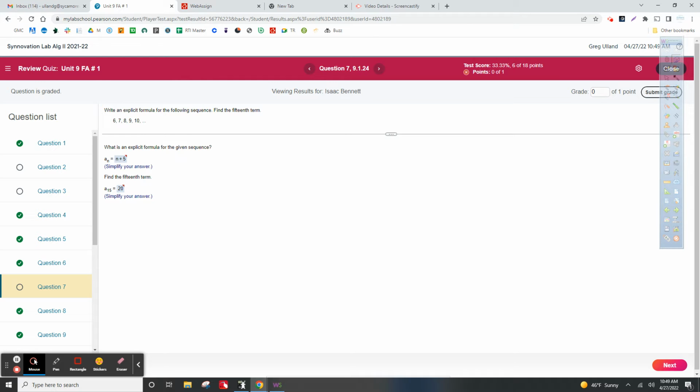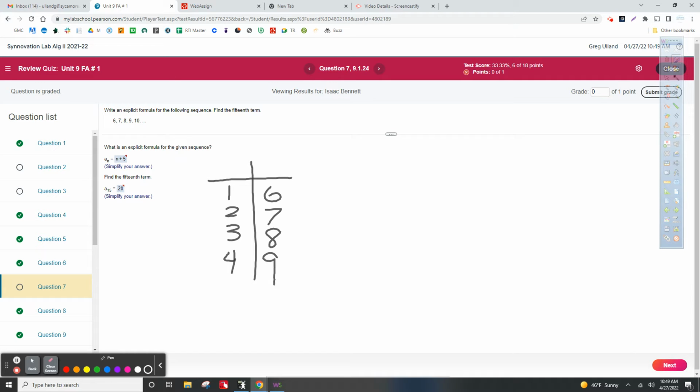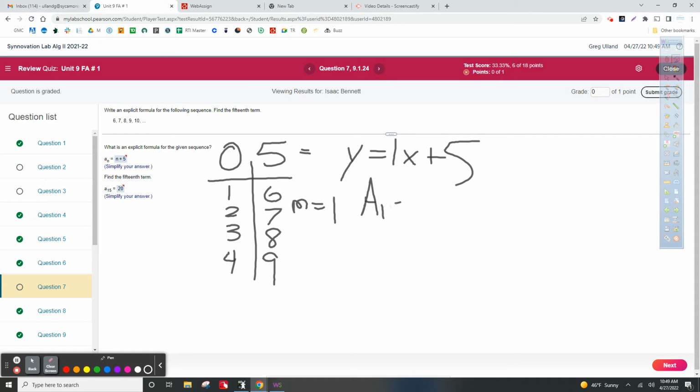Here, let me help you with this. First term is 6, second term is 7, third term is 8, fourth term is 9. M is 1. We're adding 1 each time. What's our b? Our b is 5. So this is going to be y equals 1x plus 5. So if they want the 15th number, a sub 15 is 1 times 15 plus 5. It's 20. Okay? That's how you do that.